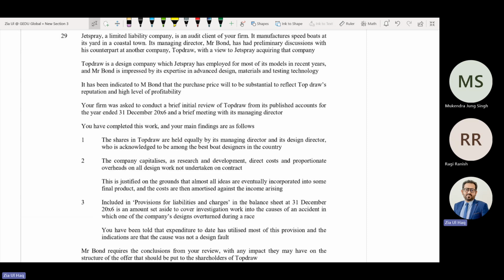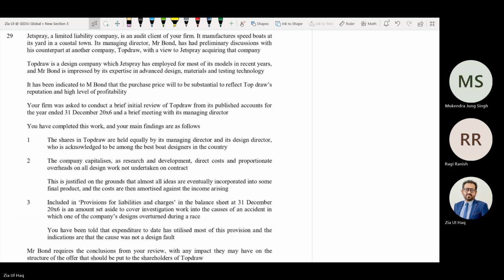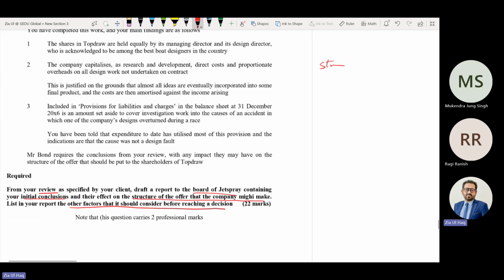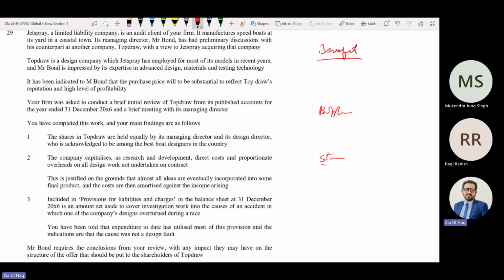Benefits of acquisition, problem with acquisition, structure of bid, and he has asked for other factors as well. What could be the other factors we will discuss later on. So let's discuss the benefits and problems first.